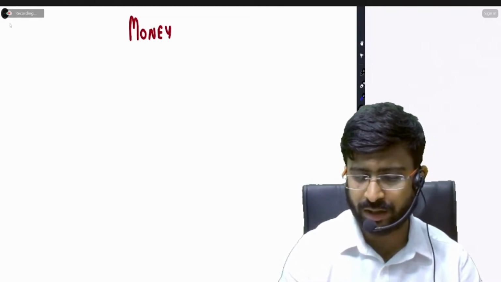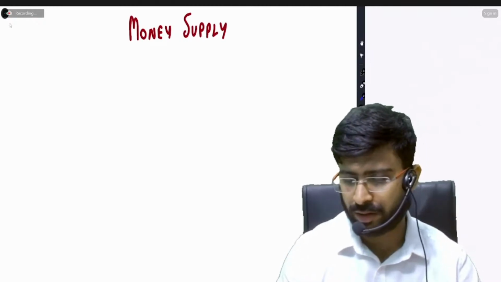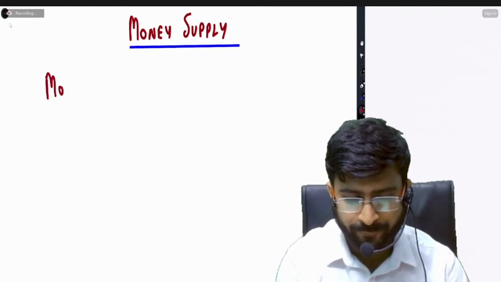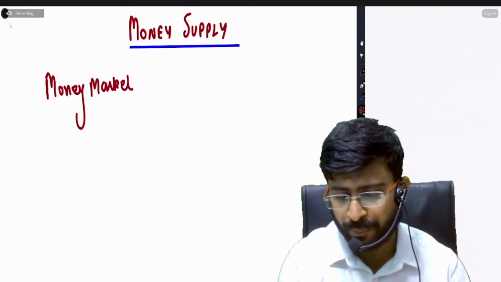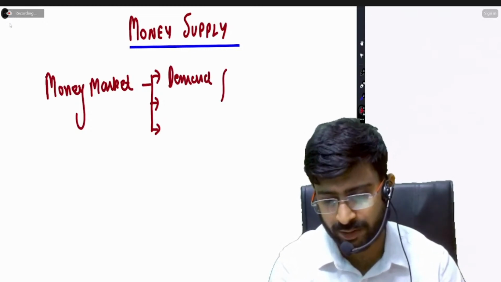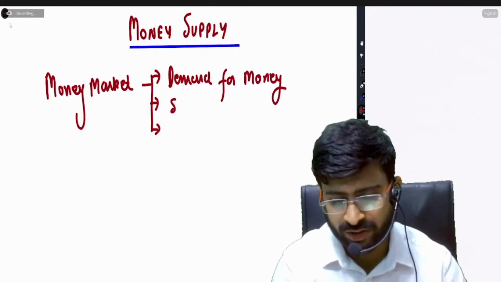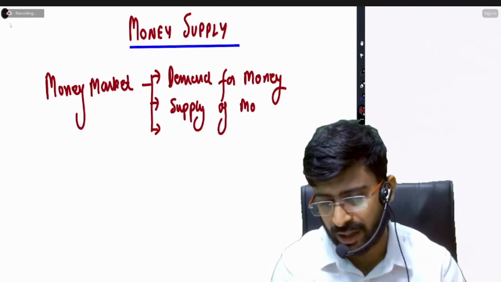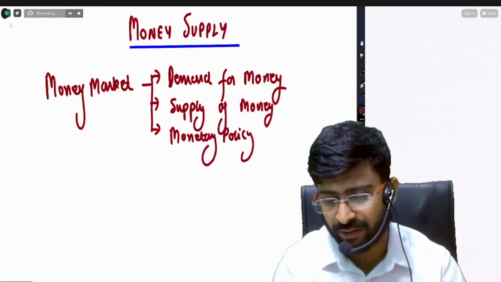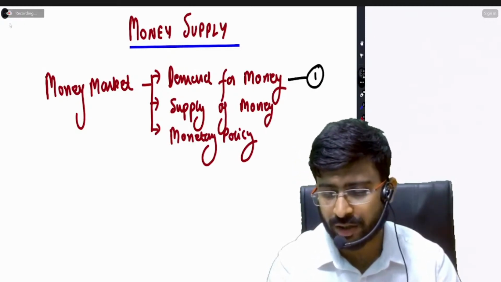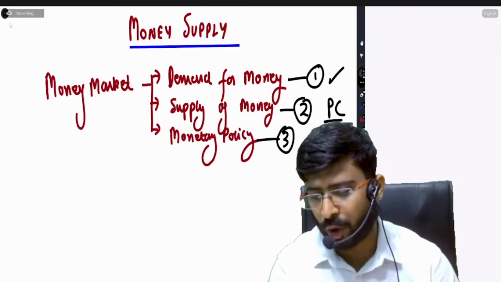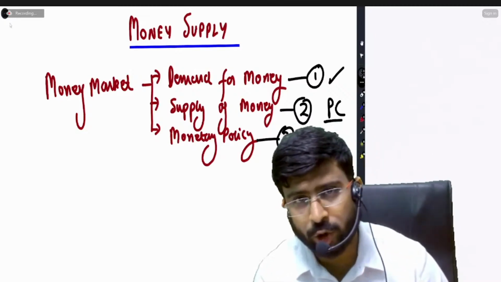So, friends, as we had spoken earlier, now we are on to the next chapter, that is money supply. I would not say the next chapter, I would say the next unit. If you remember, I had told you that the money market comprises three major units: number one, the concept of demand for money; number two, the concept of supply of money; and then the concept of monetary policy. Each one will have a separate class. Class 1 is done already, class 2 is the present class, and class 3 is going to be the next class.